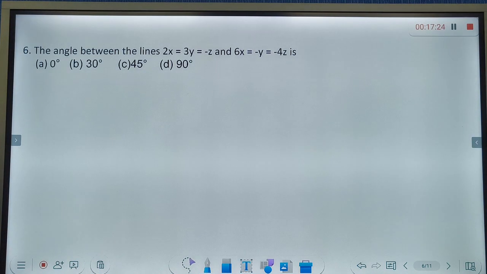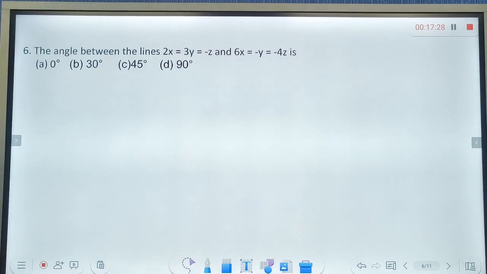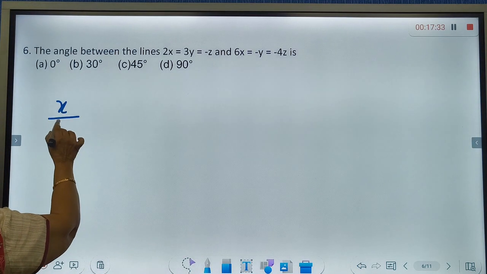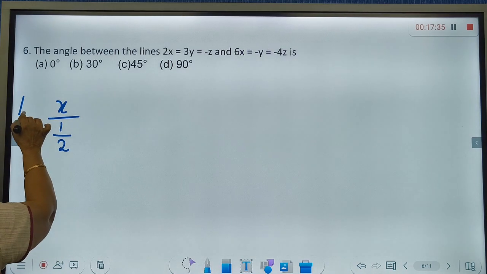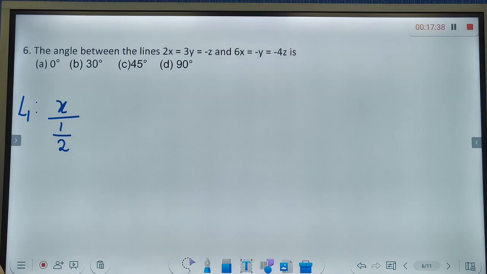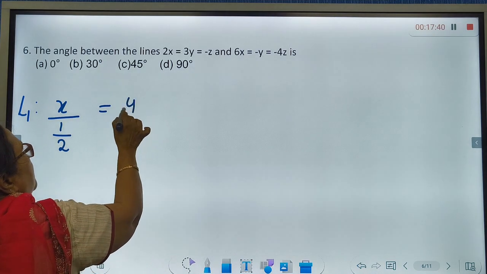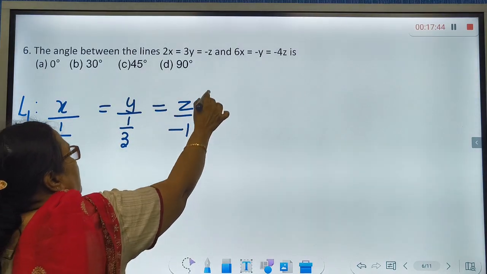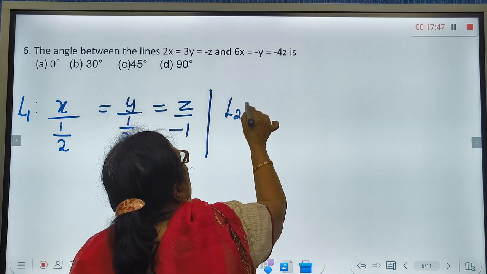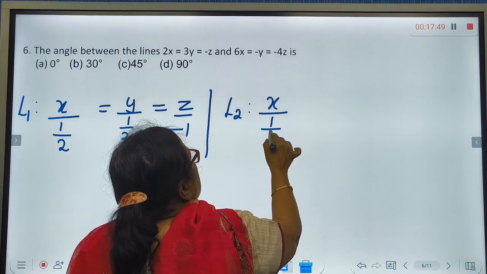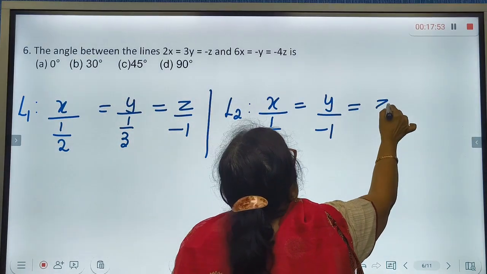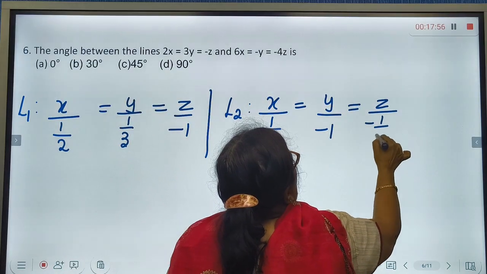How to find angles between the lines? First of all, step 1 should always be followed. What is that step 1? Write the equations of the lines in the standard form. L1 is x by half equal to y by 1 by 3 equal to z by minus 1. What is L2? x by 1 by 6 equal to y by minus 1 equal to z by minus 1 by 4.